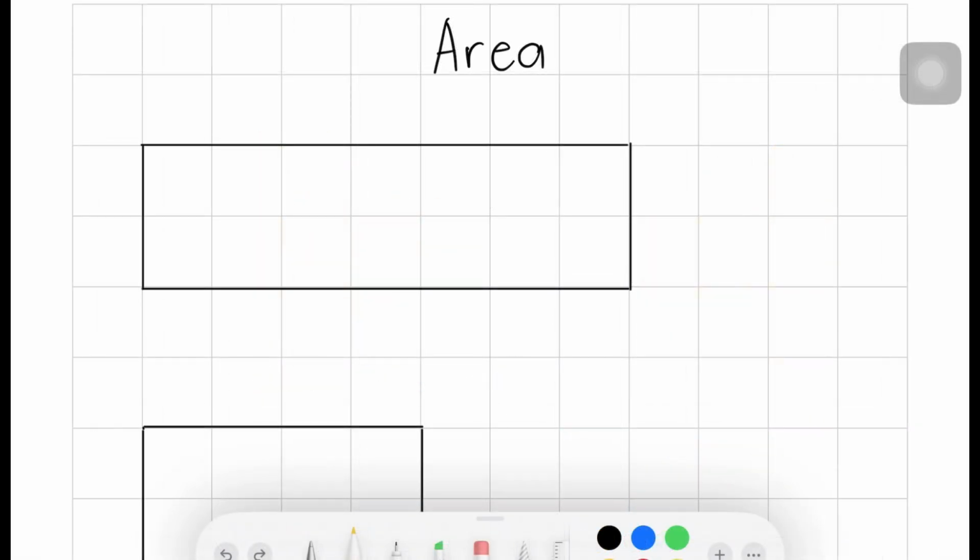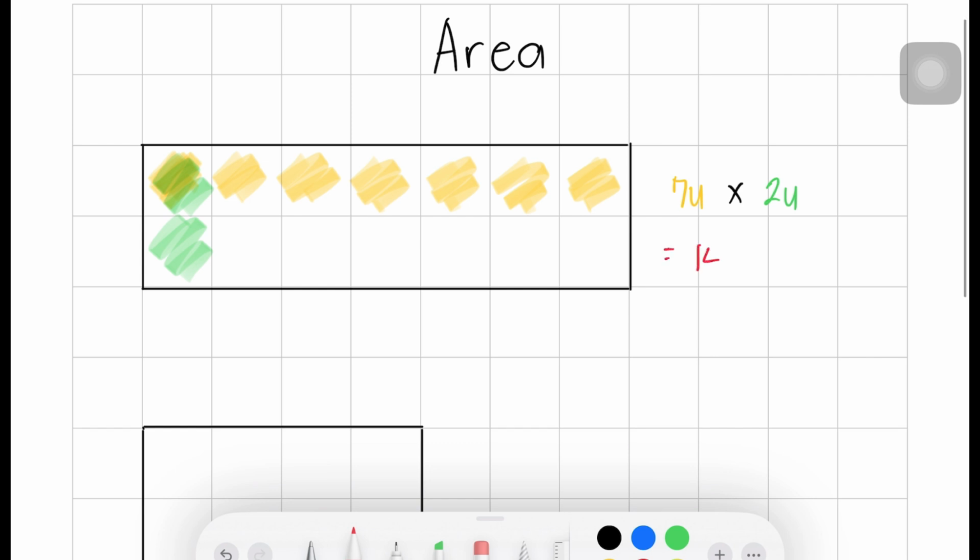Let's try other figures, this time a rectangle. Let's look at its dimensions. So this rectangle has 7 units for the length, highlighted in yellow, and 2 units for its breadth, highlighted in green. So to get the area, we will just multiply its length and breadth. 7 times 2 gives us 14, and 14 square units will be its area.